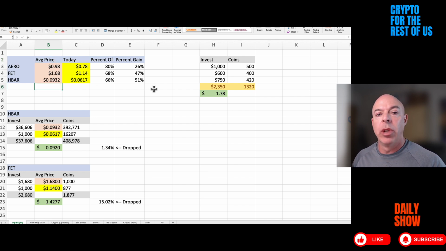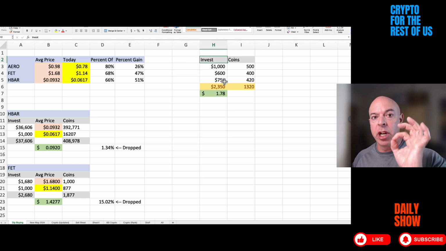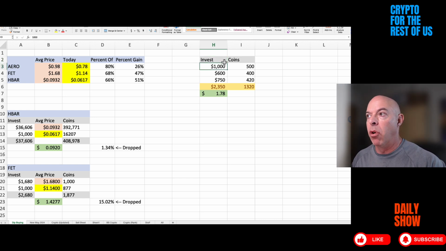If it doesn't show you, like on crypto.com, you can go in and look at your transaction history for a particular crypto. For example, all you have to do is put down how much you paid. It'll show you the transaction, the dollar amount you paid, and how many coins you got. So here's $1,000, 500 coins. Next transaction, $600, 400 coins. You click the next one, $750, 420 coins. Write it down, real simple.